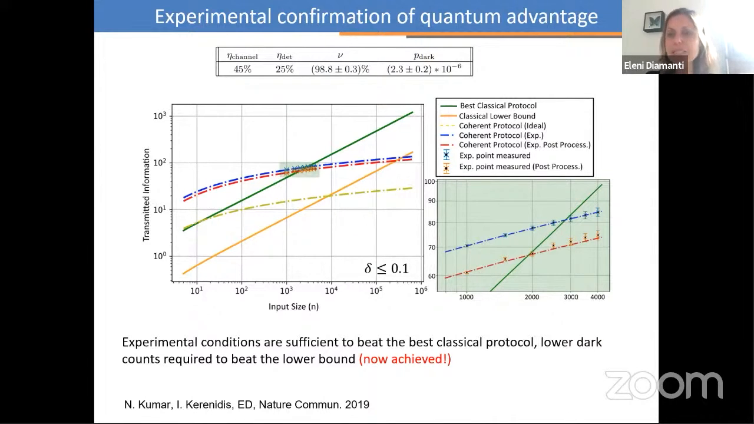Now, extremely recently, by replacing our previous detectors with high performance, very efficient, very low dark count nanowire superconducting detectors, it has been achieved in the lab that we also crossed this bound for the specific protocol. And I should say here that this delta factor, which I mentioned before, is on the order of 0.1. This is the probability of the error in the system.